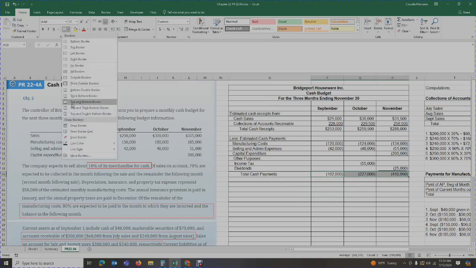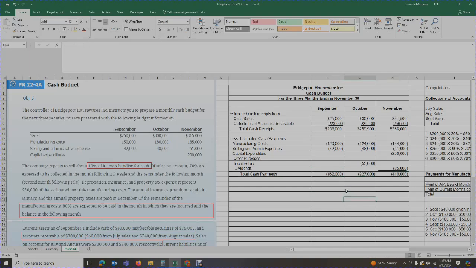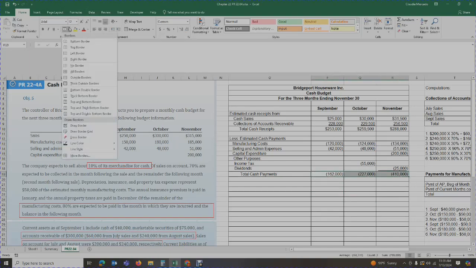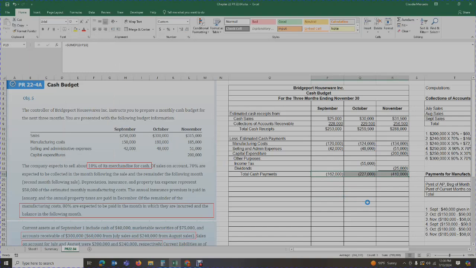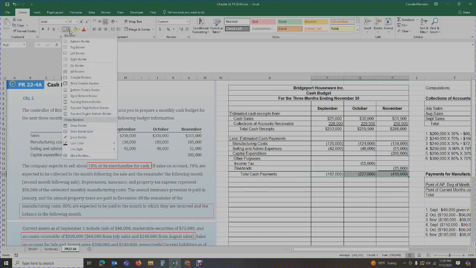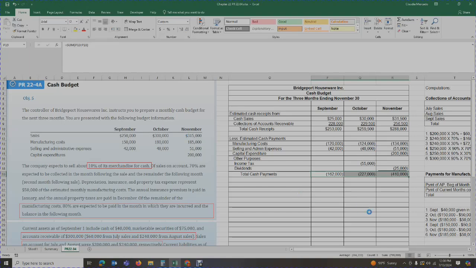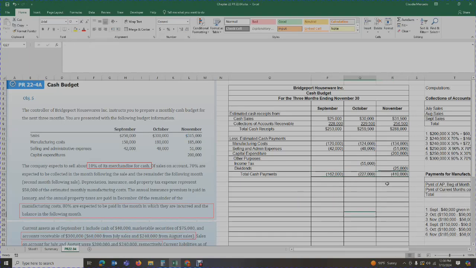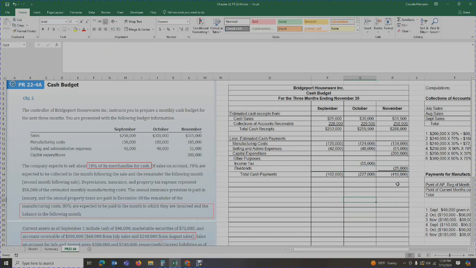Let me see. Why doesn't it work when I do top and bottom? You see, it doesn't want to do it. Let me do this. Okay. So here we have the 162, the 227, and the, let me change this just to the bottom border. Okay. The 162, the 227, and the 410. Okay. That is the money, the total cash payments. That is what we spend on every month. That is our estimated cash payments for each of the months.